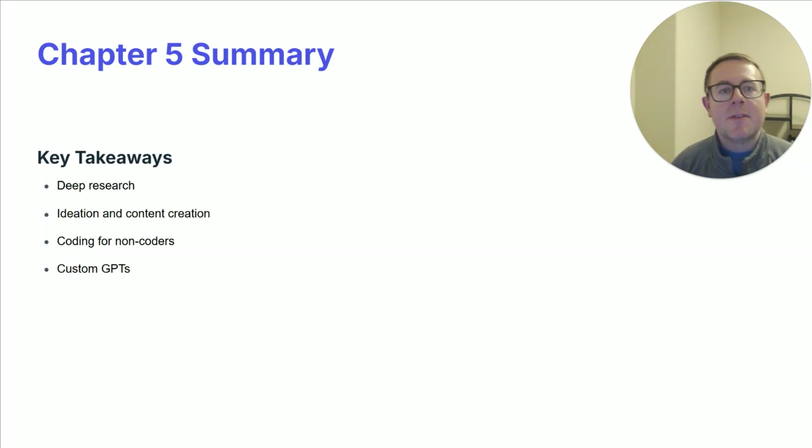Alright, we've come to our Chapter 5 summary. And in Chapter 5, we covered many different use cases that generative AI can be leveraged within finance and treasury functions. We looked at ChatGPT's deep research functionality and how it cross-references numerous sources before synthesizing those findings into a structured, well-supported answer.